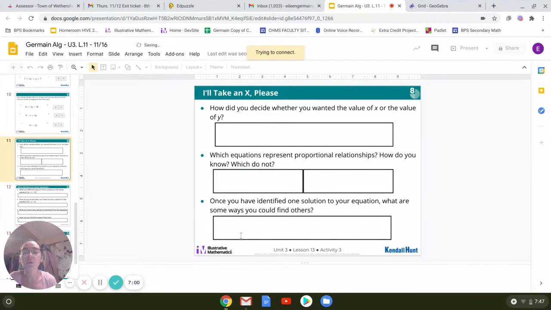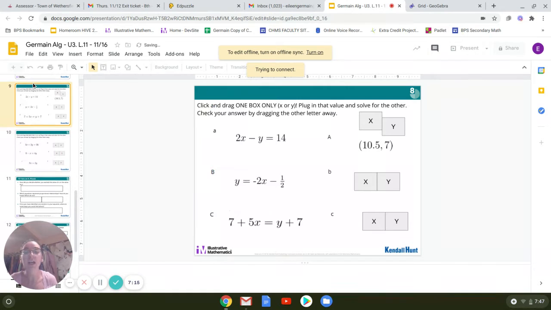Third question we're going to look at, once you've identified one solution to your equation, what are some ways you can find others? So I want you to think about and look back at some of these equations here, and see if you can find another coordinate pair that you can plug in to make it true. So that's what this is saying.